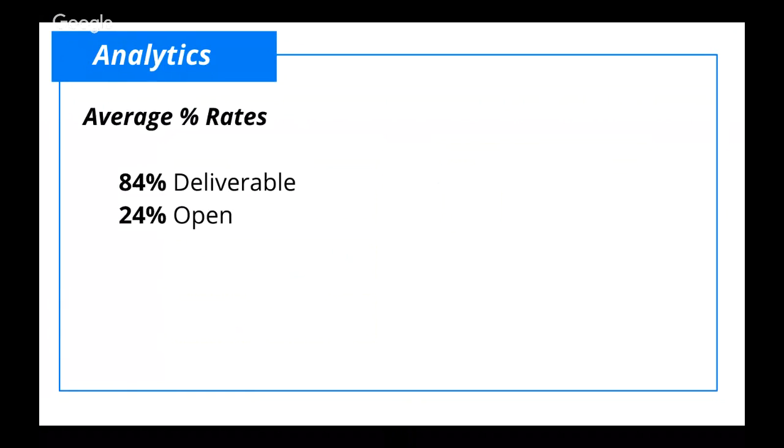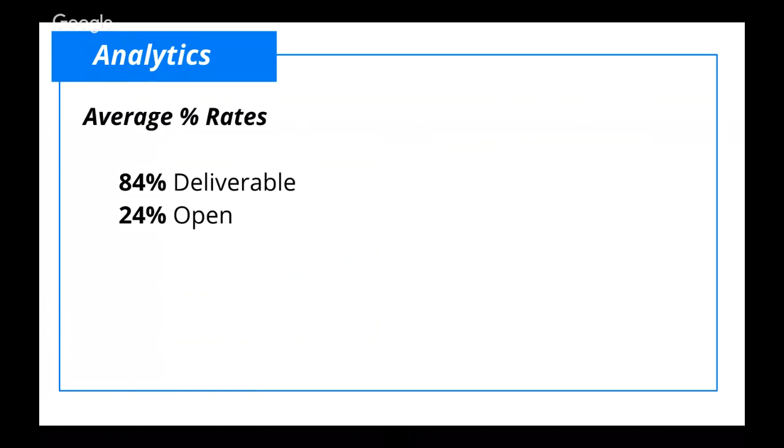So the next thing is analytics. We've had a lot of people tell us that they're working on email marketing, but they're not seeing a lot of benefit. So I did want to make you aware of the average percentages for email analytics. On average, industry standard, 84% of your emails will actually make it to the recipient. This is because somebody might give you an email that's incorrect.